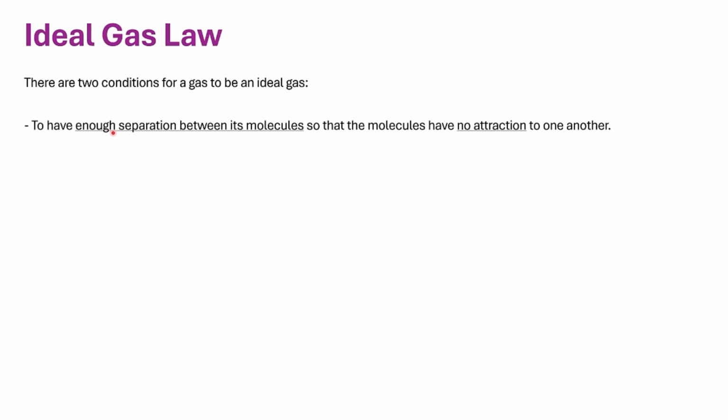Next topic is on the ideal gas law. Let's see what it is. There are two conditions for a gas to be an ideal gas. First, to have enough separation between its molecules so that the molecules have no attraction to one another. So this is the first condition. And the second one, the gas must not be near the point of condensation into either a liquid or a solid state.